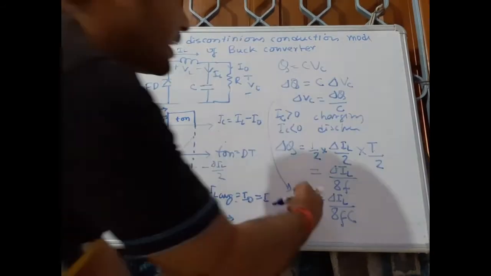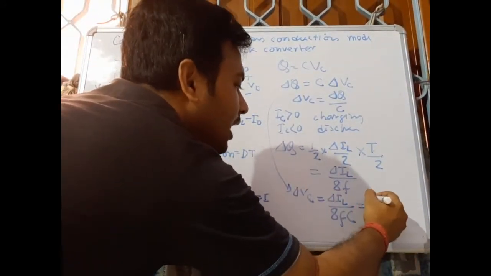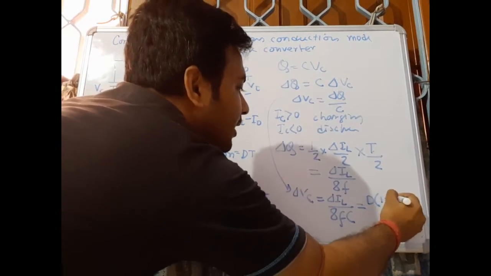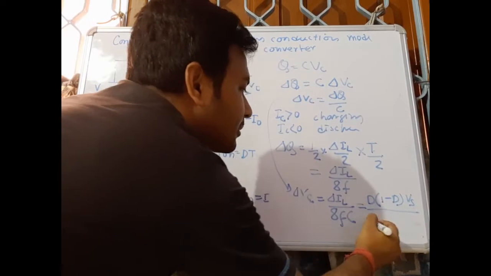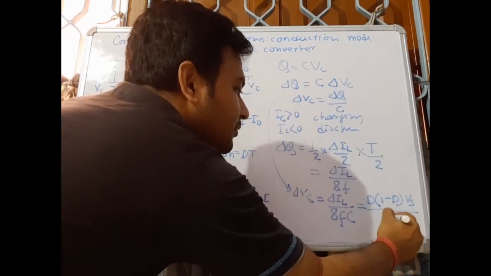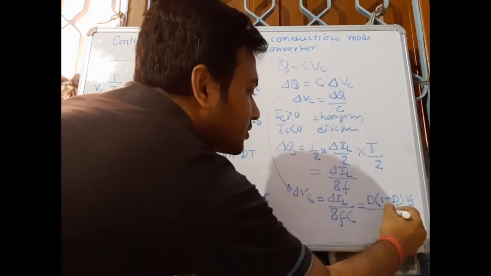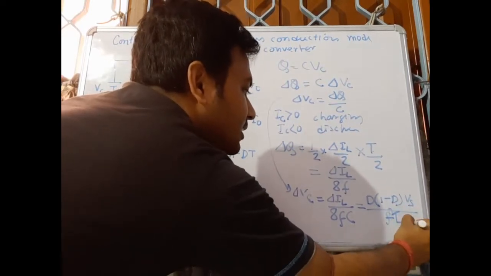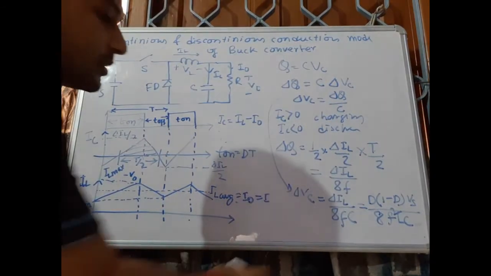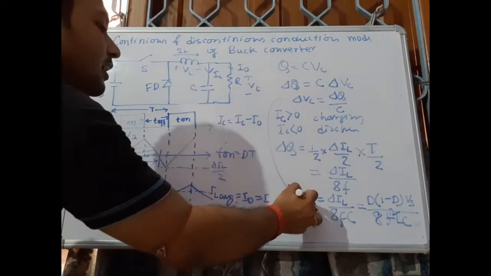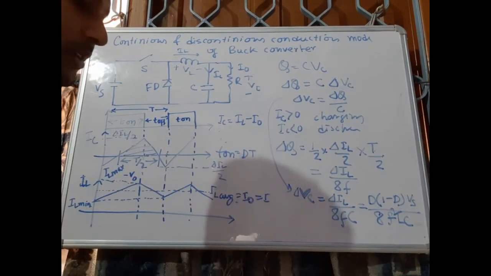Now for IL, we have derived the equation: this is D into (1 minus D) Vs divided by fL. So we have one more f, so f squared LC into 8, right? So this is the expression for the ripple voltage across the capacitor.